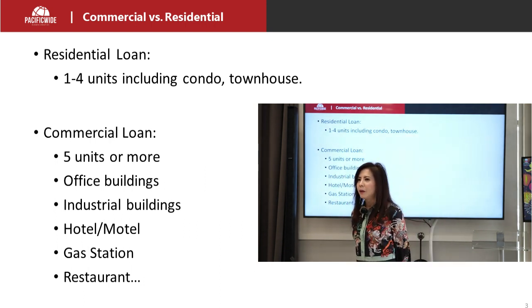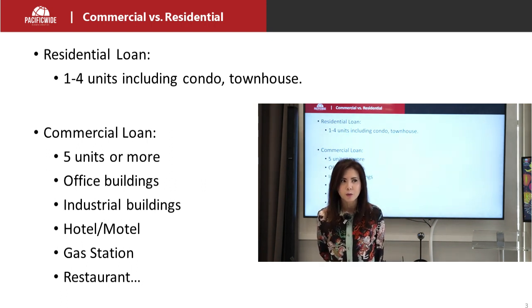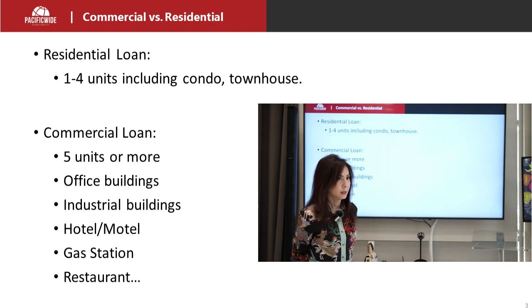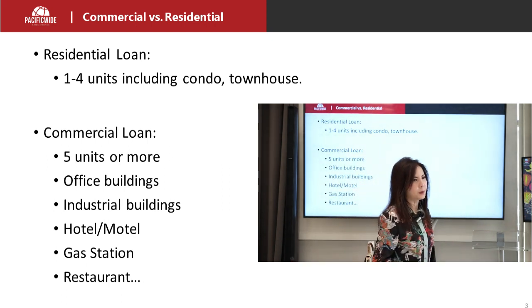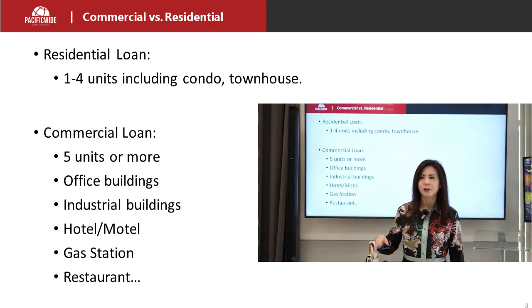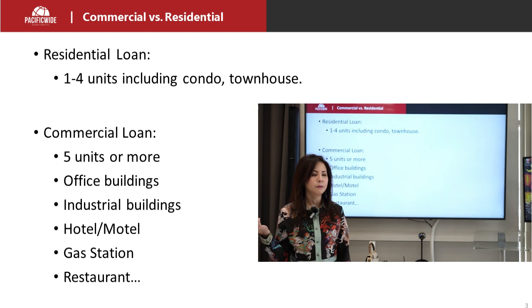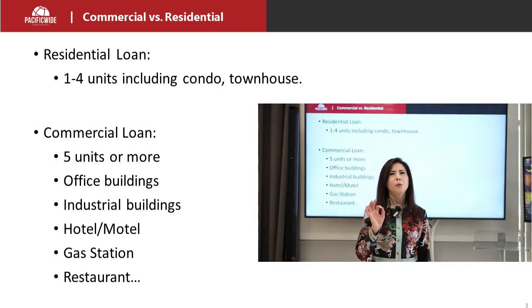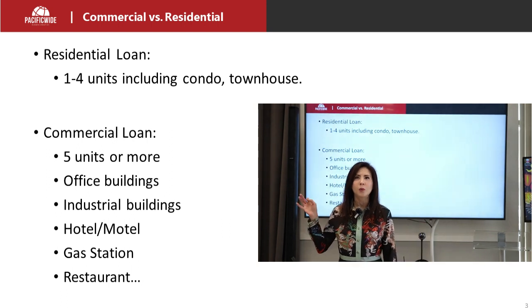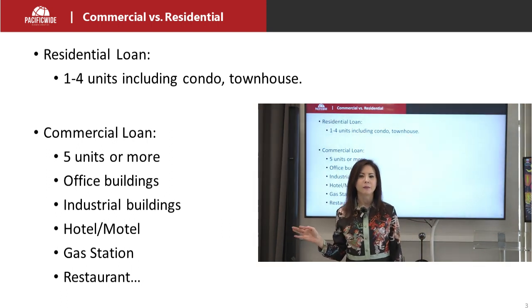But now if you have 5 units, 6 units, 8 units, we call them apartments. We don't call them 5 units, we really call them apartments. Whenever we see 5, 6, 7, 8 units or more, we call them apartments, and we consider them as commercial property. Wait a minute, commercial property? What's the difference between commercial property and residential property?